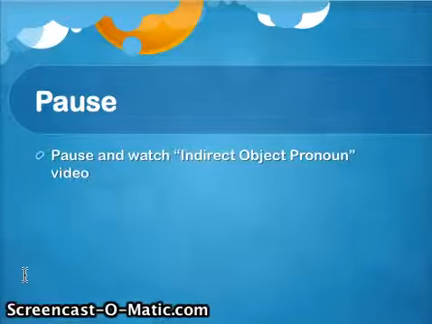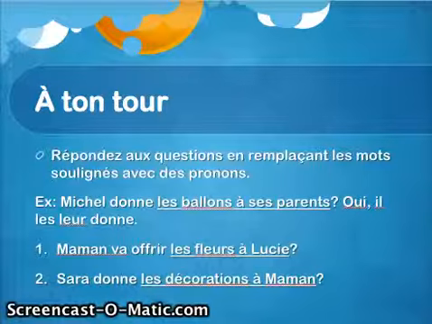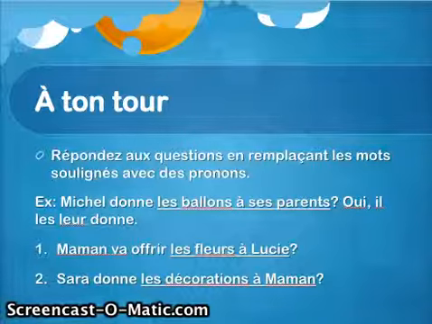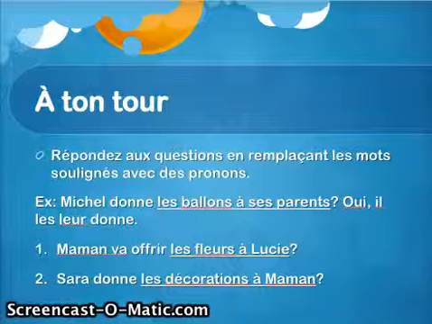Alright, you're going to pause and you're going to watch the indirect object pronoun video. It's a very short clip. It's from the book basically, and you're just gonna watch it, and maybe it'll kind of help you understand a little bit better. It doesn't go very much into depth, but it's a little bit of help. And then once you're done with that, you can come back to the notes. Alright, now it's going to be your turn to practice. You will replace the underlined words with the correct pronouns. So it's going to be a mix of direct object pronouns and indirect object pronouns.